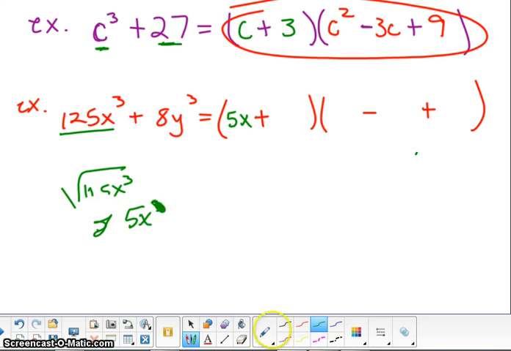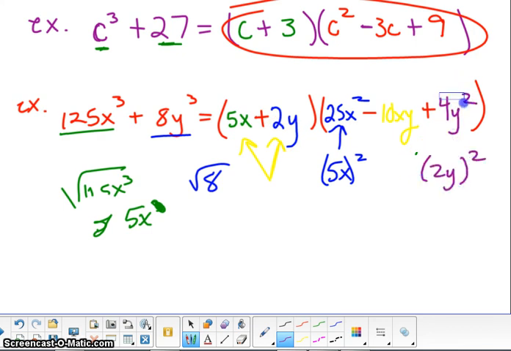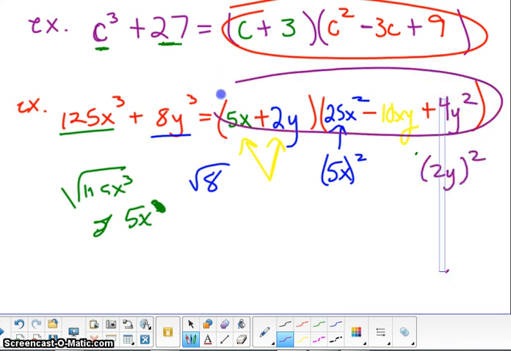And then if I'm going to find the perfect cube of 8y cubed, the perfect cube of 8 is 2, and the perfect cube of y cubed is y. Okay, and then for the trinomial, I would square 5x, giving 25x squared, and that's what I'm going to put here. And then I'm going to multiply the two of them together to get 10xy. And then finally, I'm going to square the last term, which would give me 4y squared. And that is your final answer.